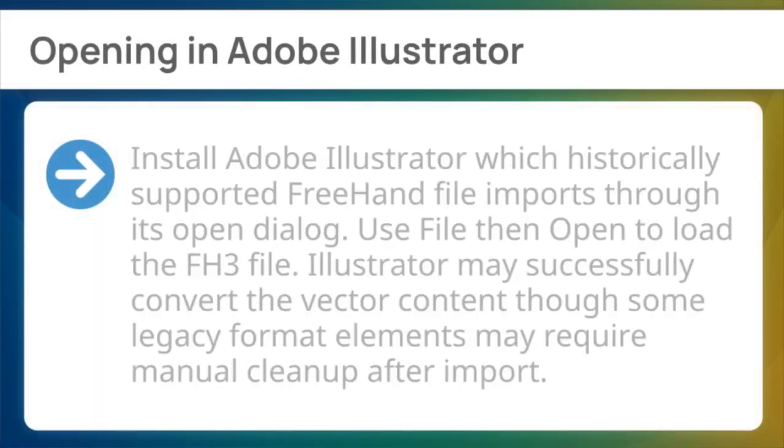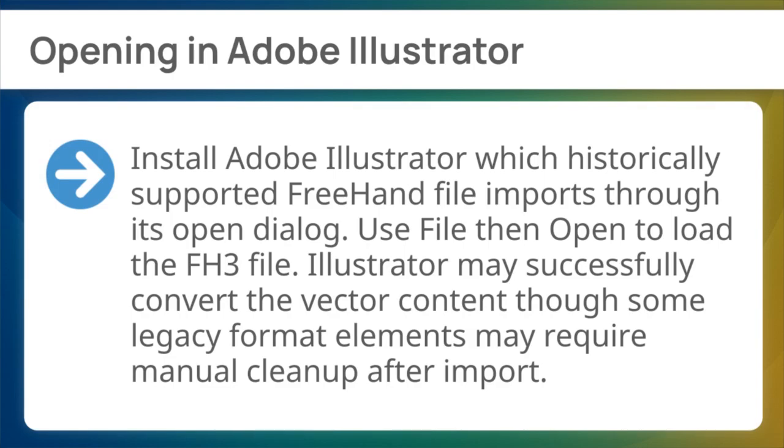First, opening in Adobe Illustrator. Install Adobe Illustrator, which historically supported Freehand file imports through its Open dialog. Use File then Open to load the FH3 file. Illustrator may successfully convert the vector content, though some legacy format elements may require manual cleanup after import.